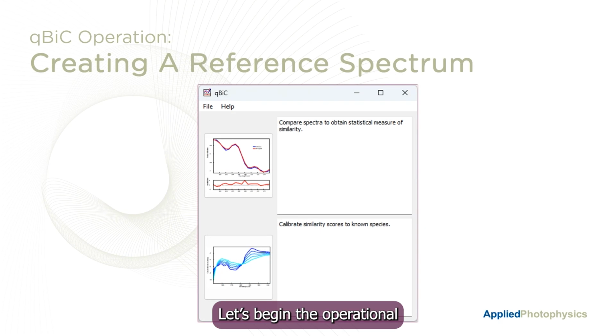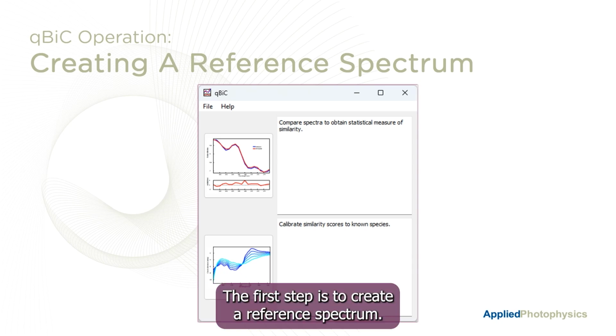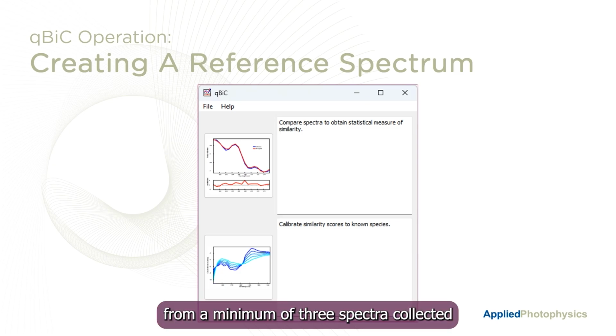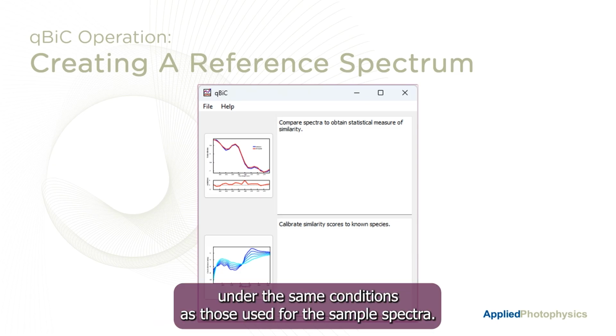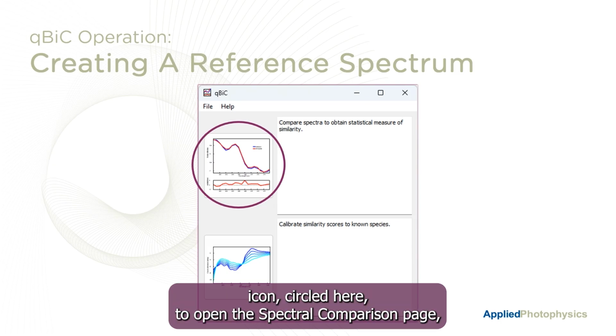Let's begin the operational walkthrough of the qBiC software to start analyzing these data. The first step is to create a reference spectrum. As a reminder, reference spectra should be generated from a minimum of 3 spectra collected under the same conditions as those used for the sample spectra. On the comparison software front page, click the upper graph icon, circled here, to open the spectral comparison page.